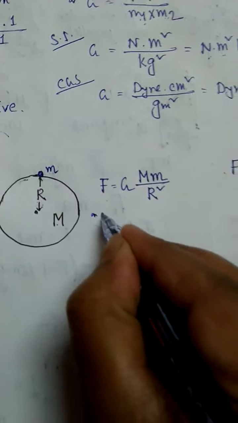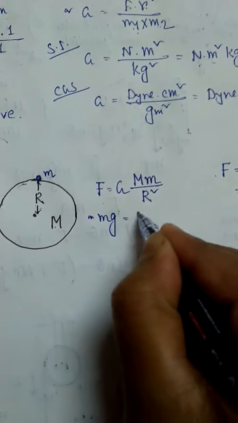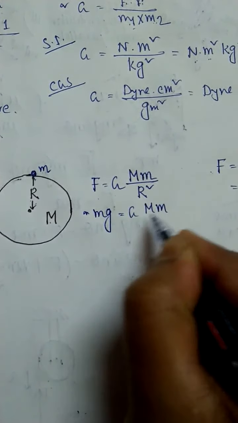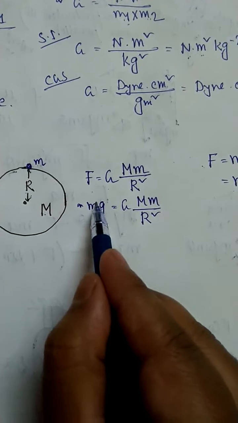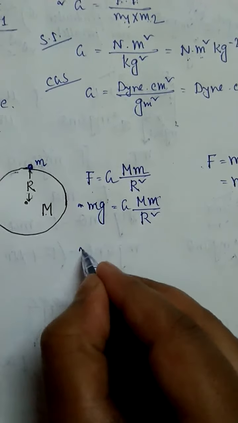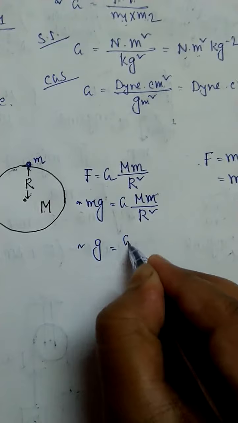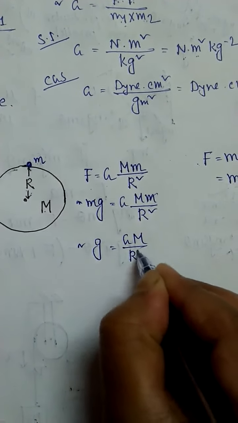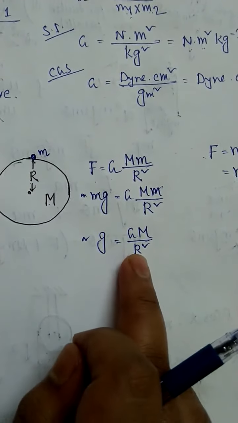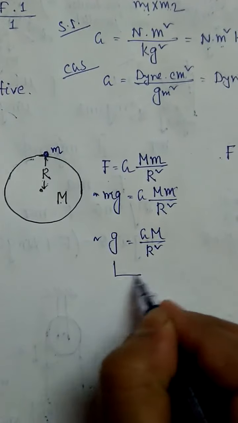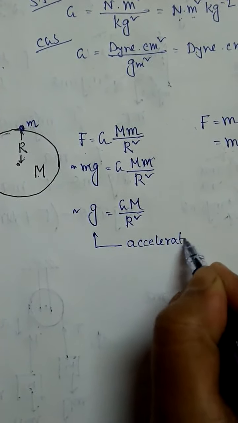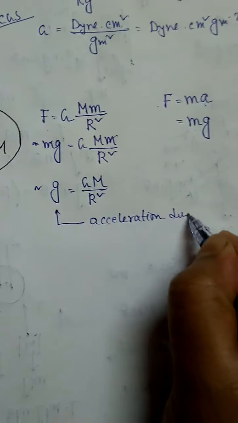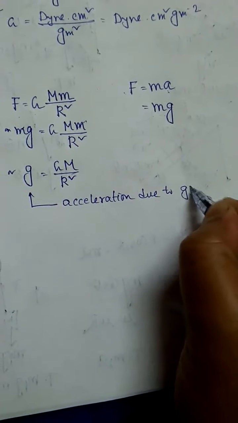So I am writing mg equal to G into capital M small m by r square. We can cancel out this m and this m. So what we are getting is g equal to GM by r square. This g is known as the acceleration due to gravity. You already know this, g equals acceleration due to gravity.